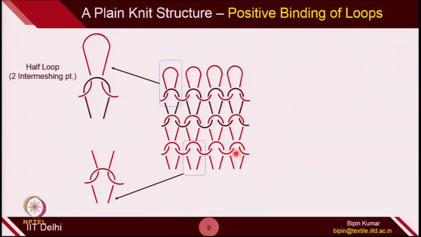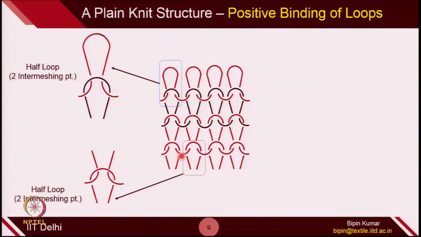Here also, if you look at the network of loops, only the head segment interacts with the top loop. The bottom segment is generally free. So this loop is also unstable, because the force is only applied on the top side, and on the bottom side the loops are highly unstable. In this loop we have only 2 intermeshing points, so that is why it is also called a half loop.